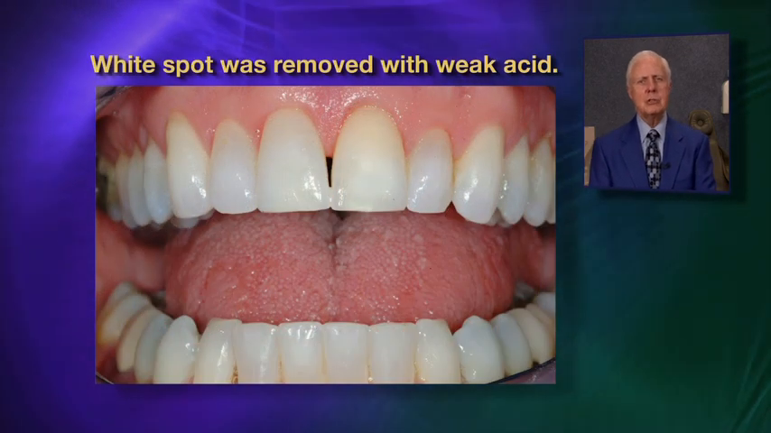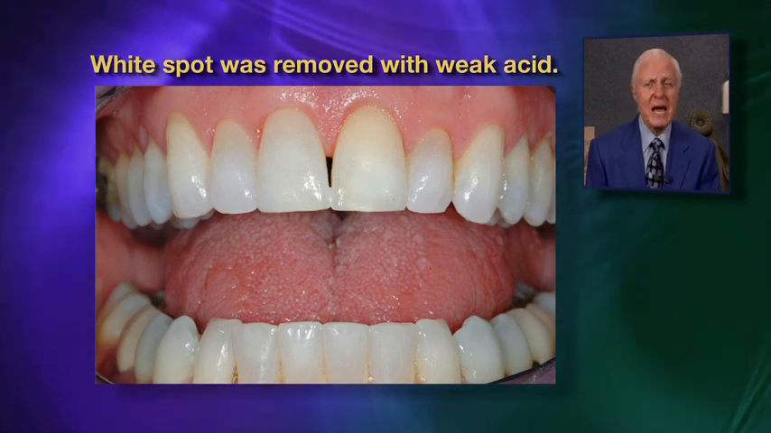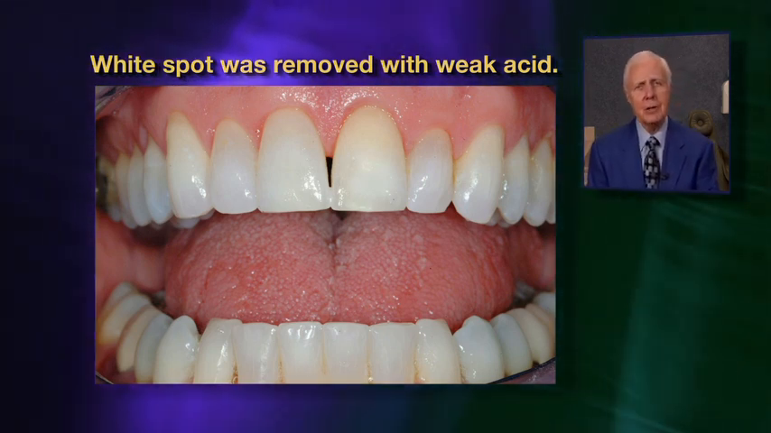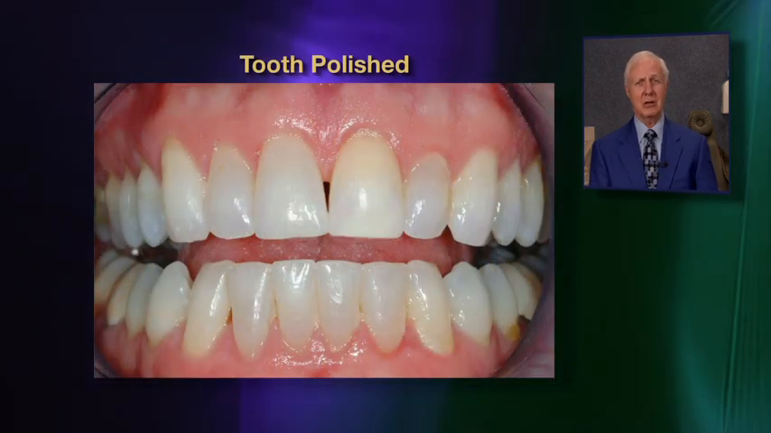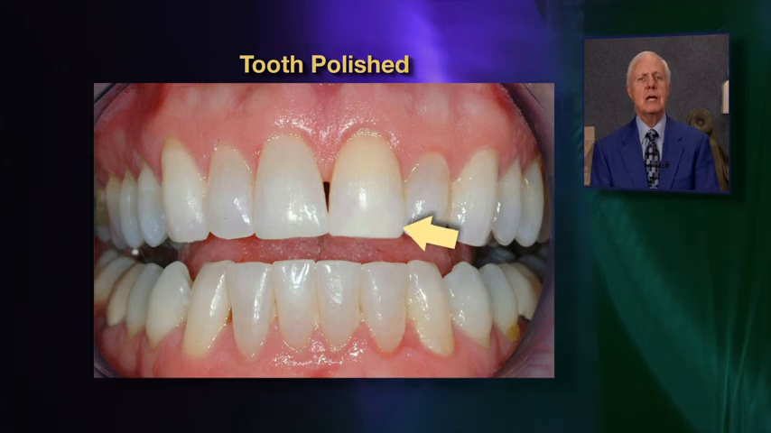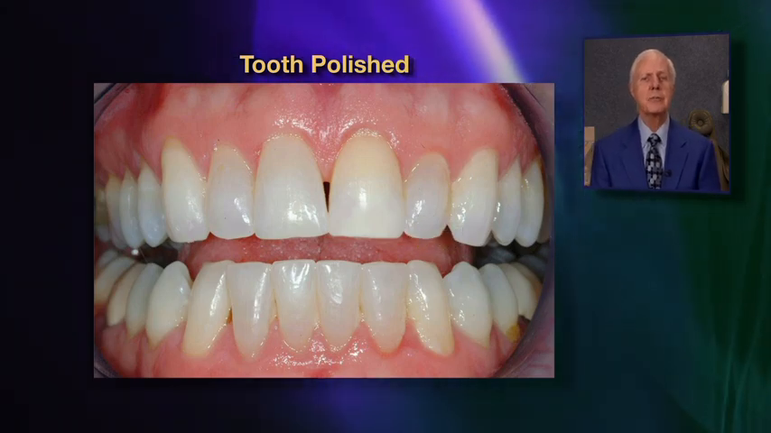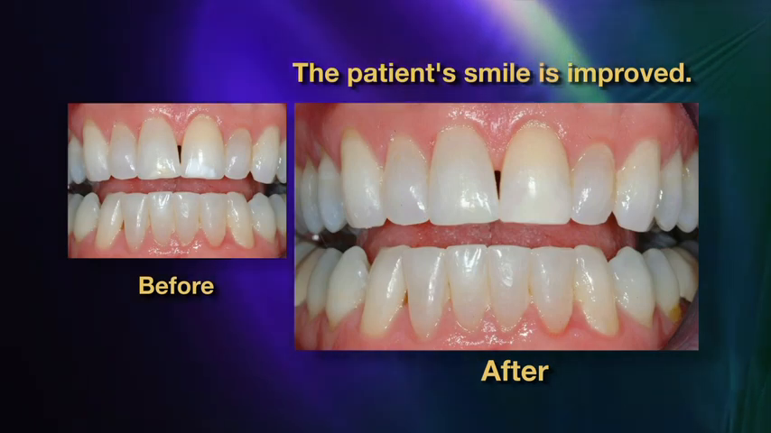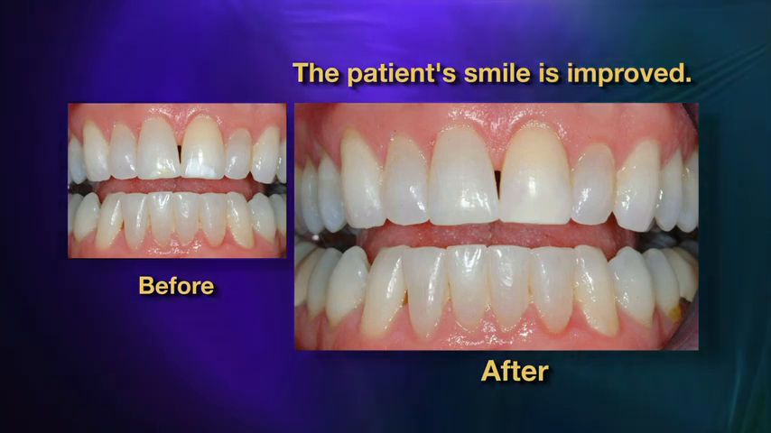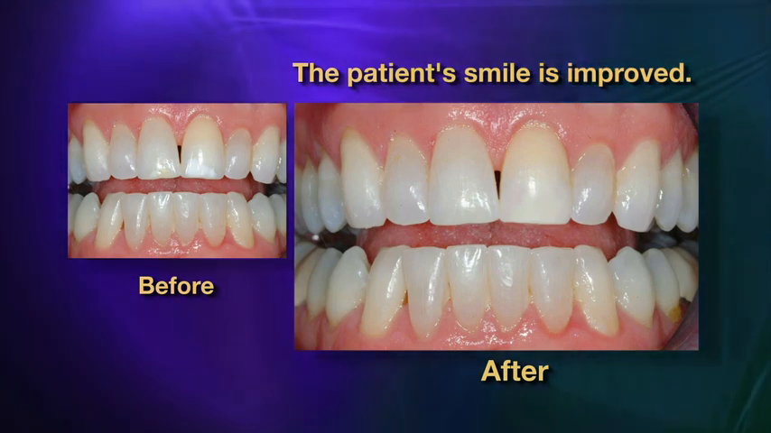This image shows where we have used a little weak acid to take off most of the discoloration. Now watch. Does that look like it's been restored completely? It does. You can't tell one tooth from the other. And the white spot is gone, and the irregularity on the other front tooth is also repaired.